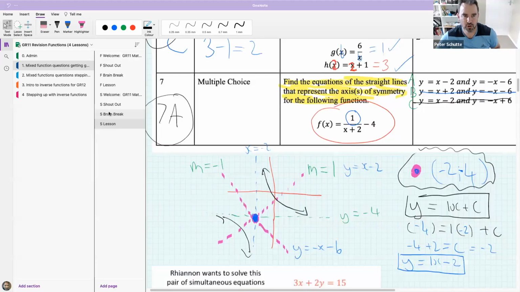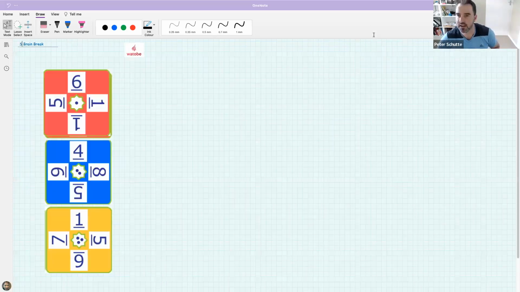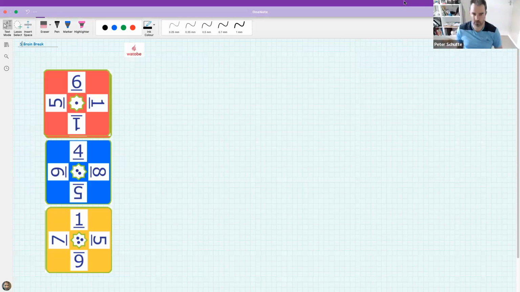And then before we go, we don't want to not do a bit of maths 24. So here are your options for tonight. See if you can solve any of those maths 24 puzzles.